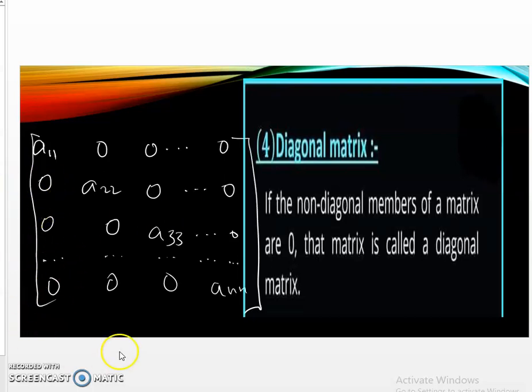If you observe these entries, you can see that all the non-diagonal members of this matrix are zeros. The diagonal elements of the matrix are A11, A22, A33, up to Ann. So these are the diagonal members, and we can see that they contain some elements. But apart from this diagonal, every other element in this matrix is 0. So we refer to this kind of matrix as a diagonal matrix. Now let us consider another type of matrix.